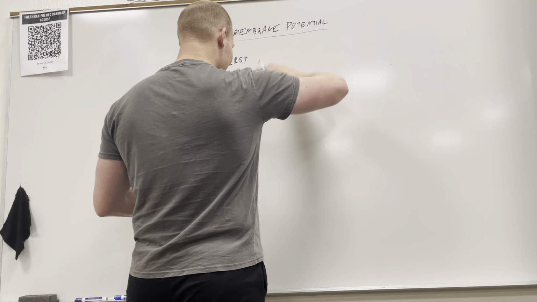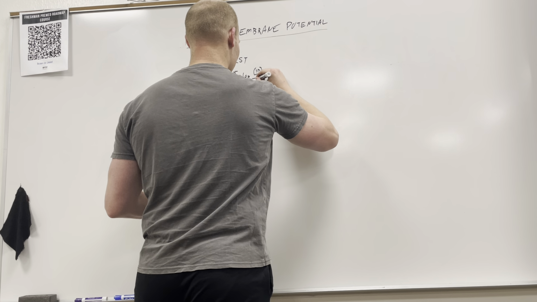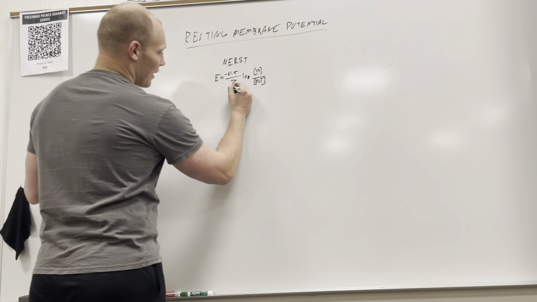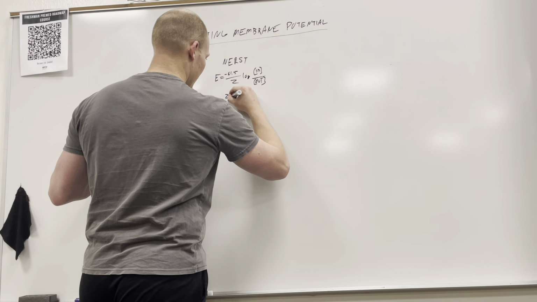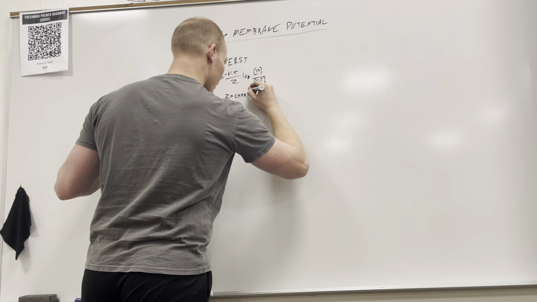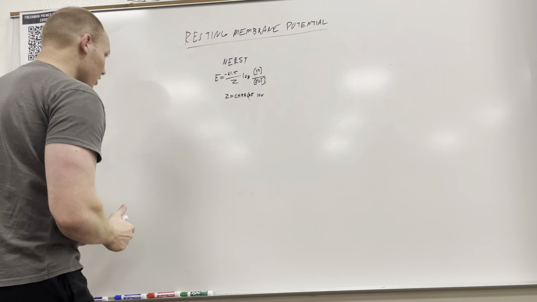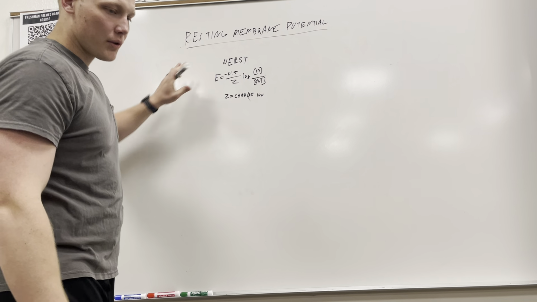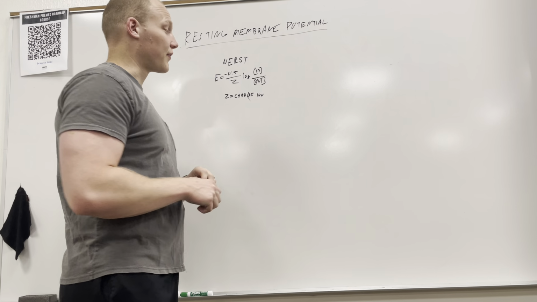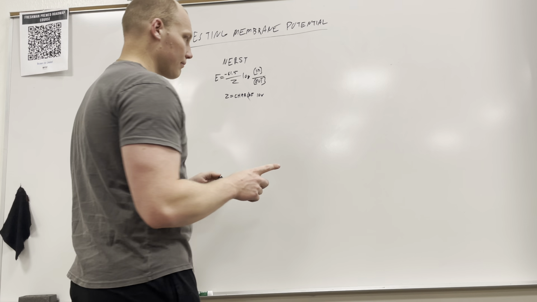No, wait. Inside over outside. I'm going to have it inside over outside. Okay, and this Z right here, Z is the charge of the ion. Okay, ion charge. So the Nernst equation gives us what the resting membrane potential would be if a cell was only permeable to one ion.